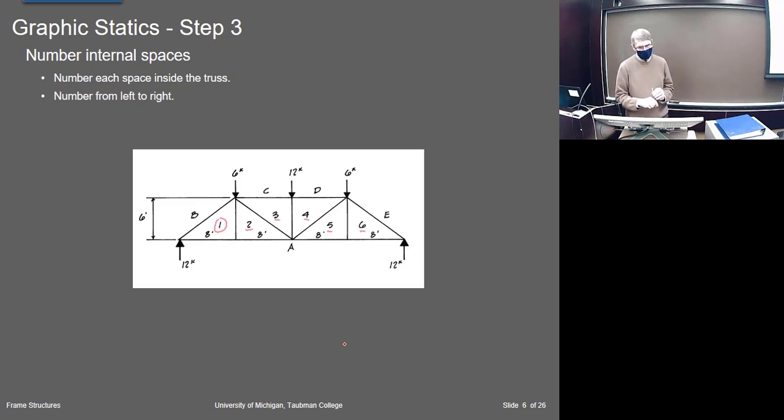Now, the way we'll define members is by both the letter and the number, or it could be the number and the number. We define it by the symbols on either side of the member. So this member here is B1. This member here is 1, 2. This member up here would be C3. So we name the members. We're going to name the members like that.